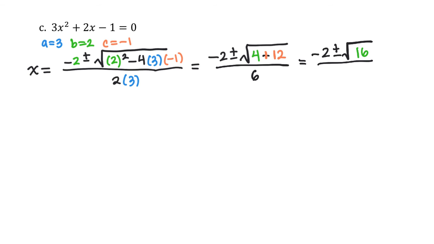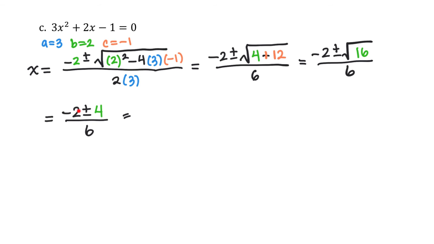over 6. Okay, now the square root of 16 is rational, it's 4, which means I'm not done and I have to keep going until I get my rational solution, which could be an integer or a fraction. Okay, so the square root of 16 is just 4, so I'm going to change this to a 4. And then I'm going to divide everything by 6. Now remember, this is 2 different answers, so let's consider the first one.